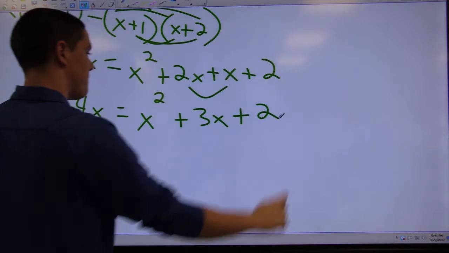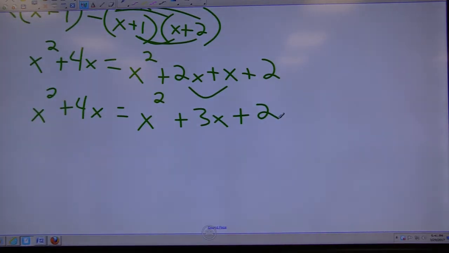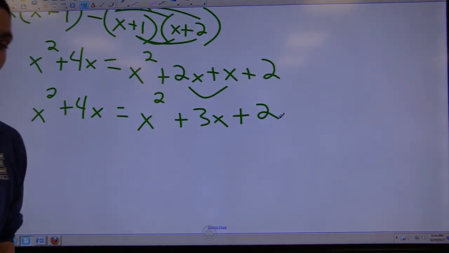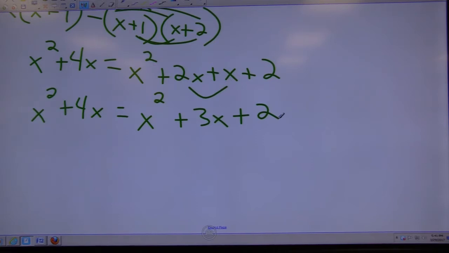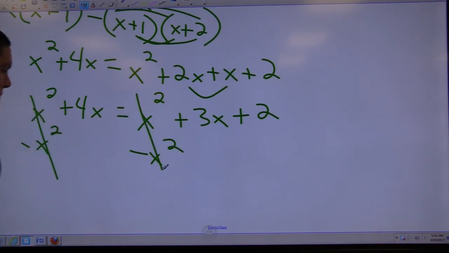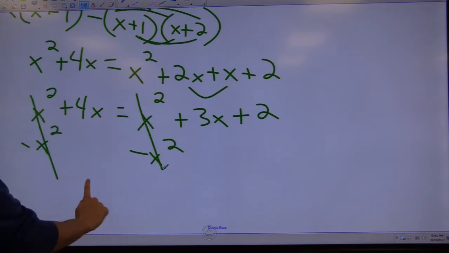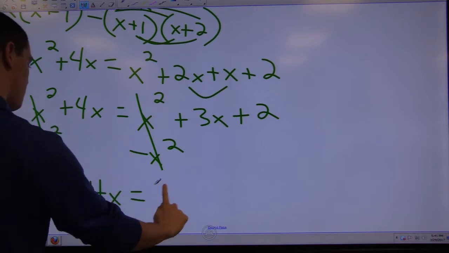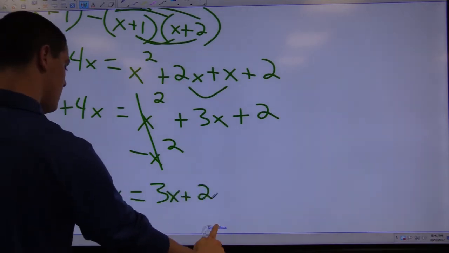And then plus 2. Okay, so we've got to try to solve the equation. What we can do is get x by itself. But one thing I notice on both sides of this equation is that we have an x squared here and an x squared here. So what we can do to get rid of that is just subtract it from both sides. Okay, when we do that, those go away and cancel on both sides. So this is going to be 4x is equal to 3x plus 2.